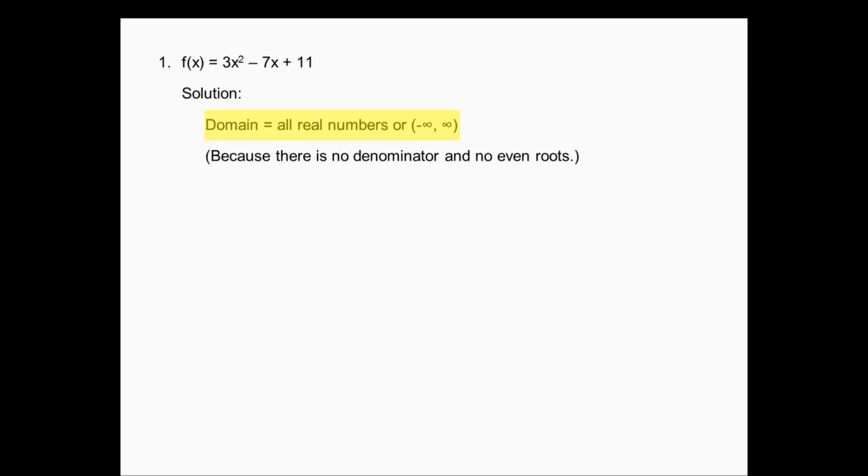Here's our first one. I've got f of x is 3x squared minus 7x plus 11. Okay, so you look for variables in the denominator. I don't see any. You look for even radicals. I don't see any. So the domain is all real numbers. Again, because there is no denominator and no even roots. So this, remember, minus infinity to infinity, that's the interval notation for all real numbers. Please don't forget that.